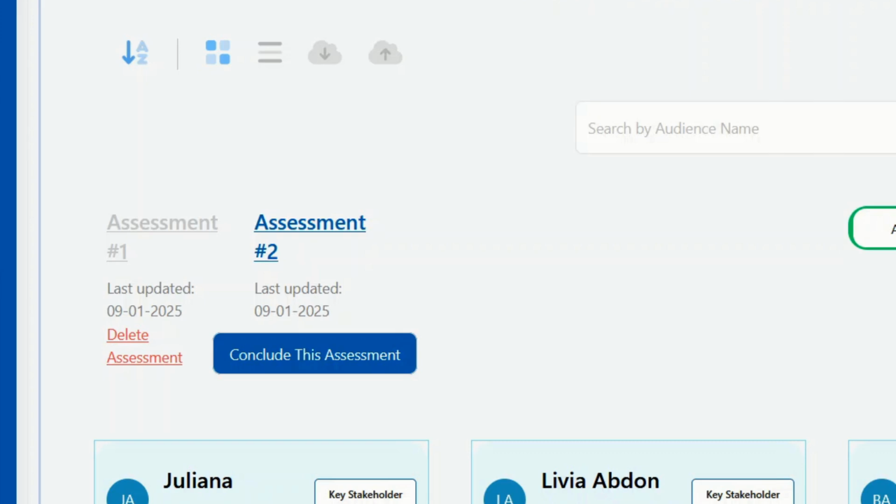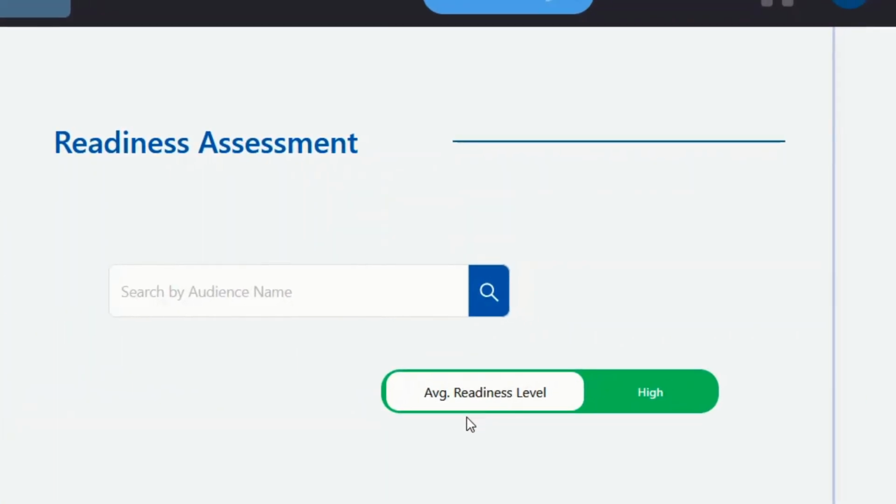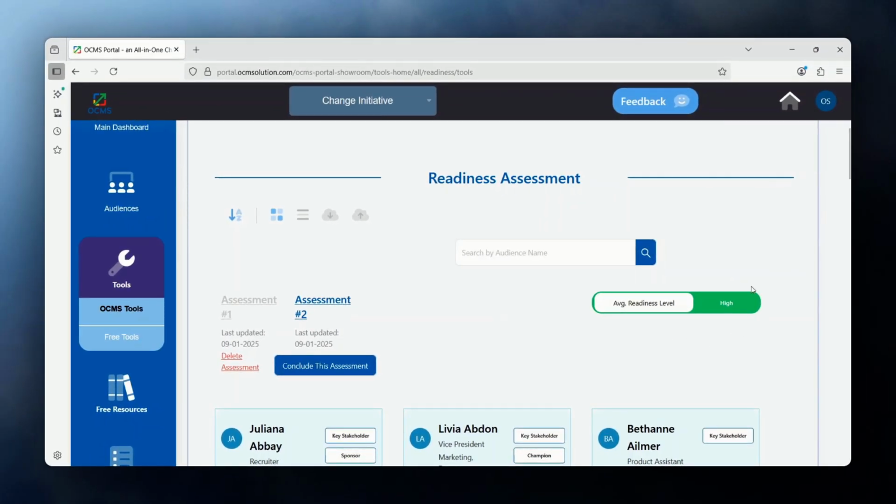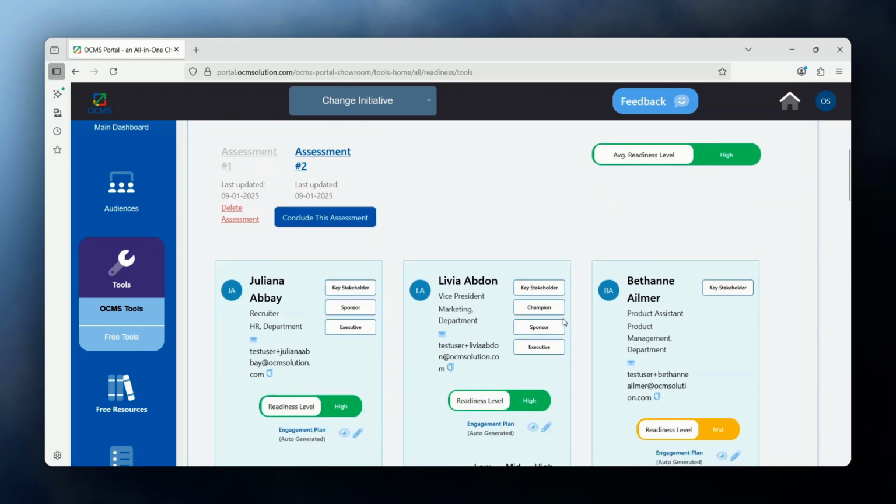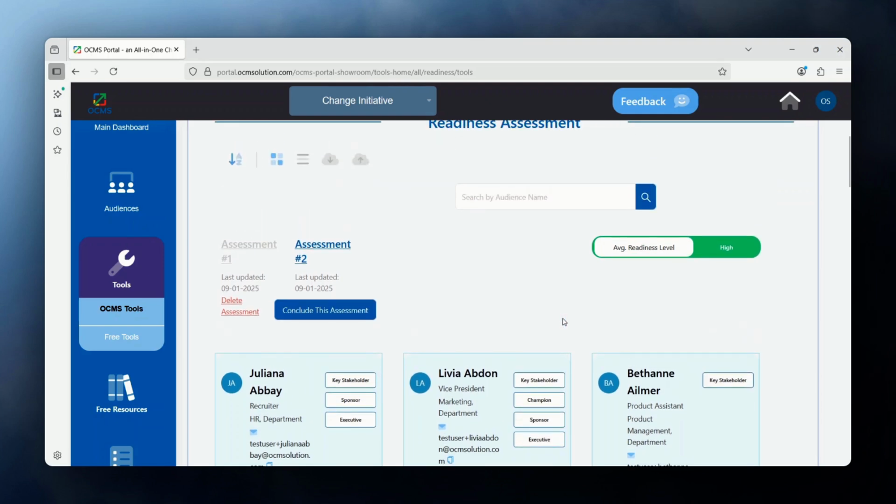And you will notice we were able to now move the entire organization of impacted users from a baseline readiness score of low. We now move them to a high level readiness. And that is the objective of today's video, to show you how you can move your impacted users from that low level readiness to a high level readiness. So let's jump right into it, starting with step number 1.